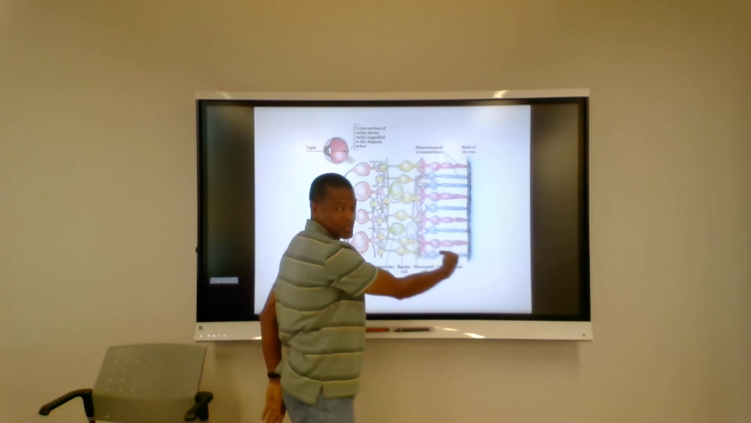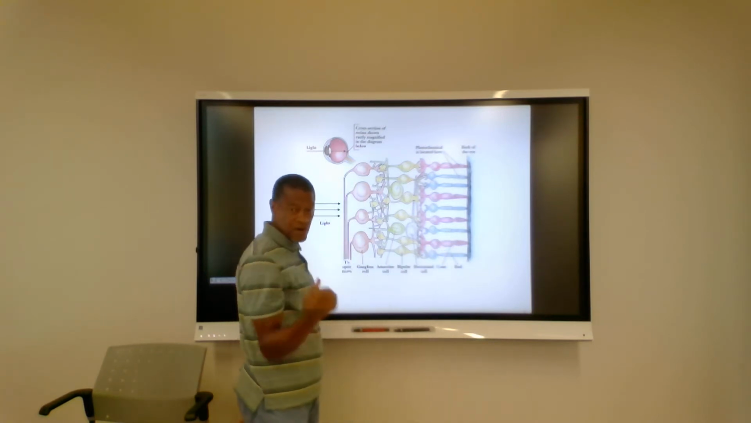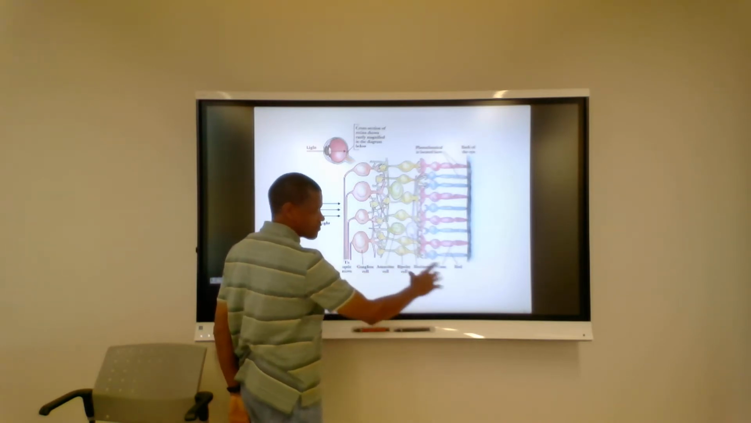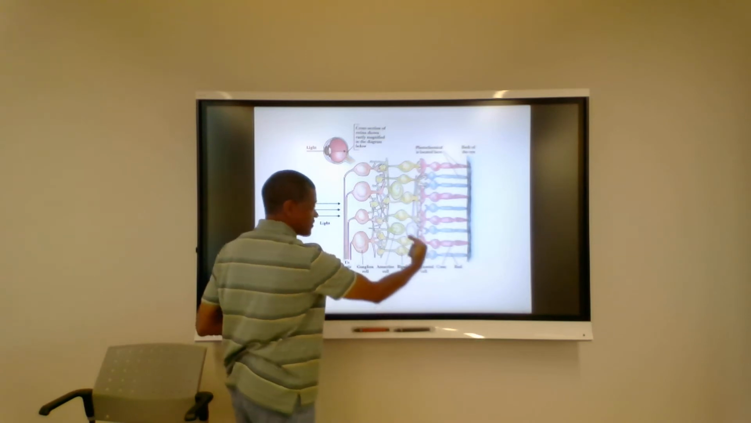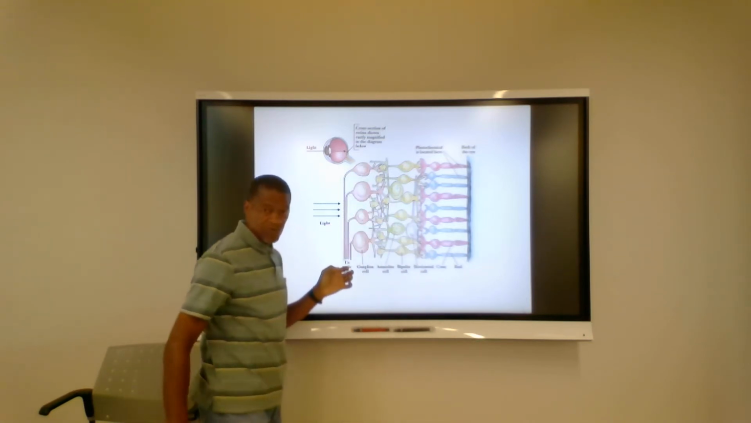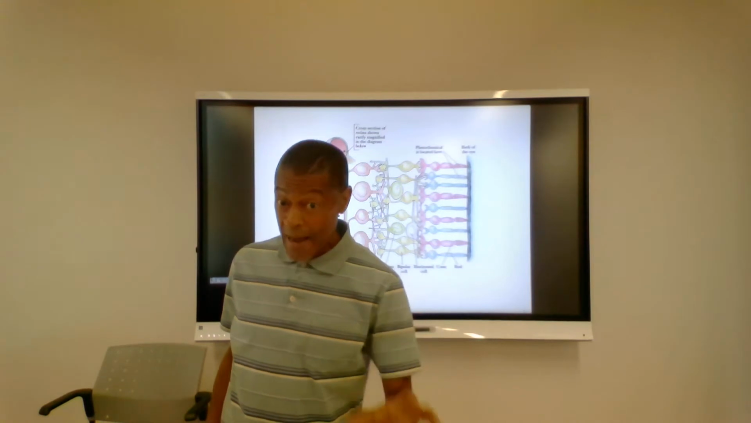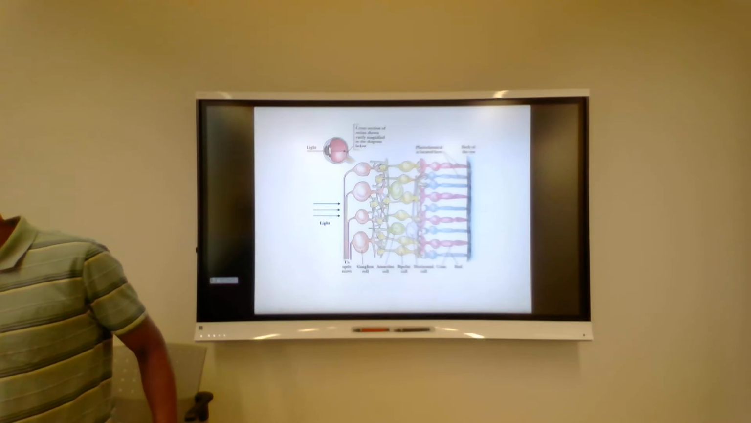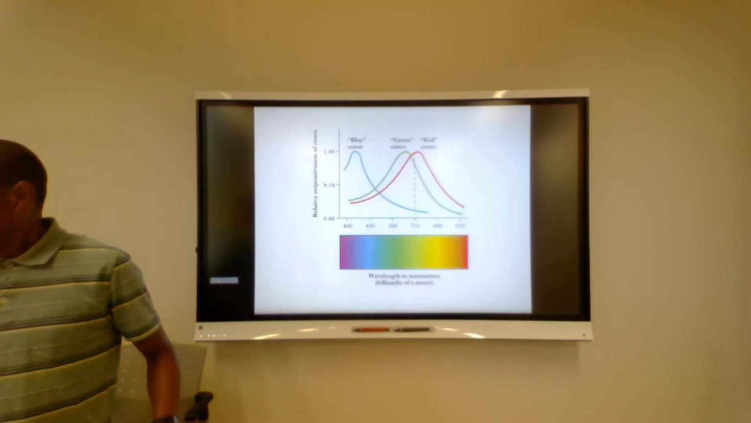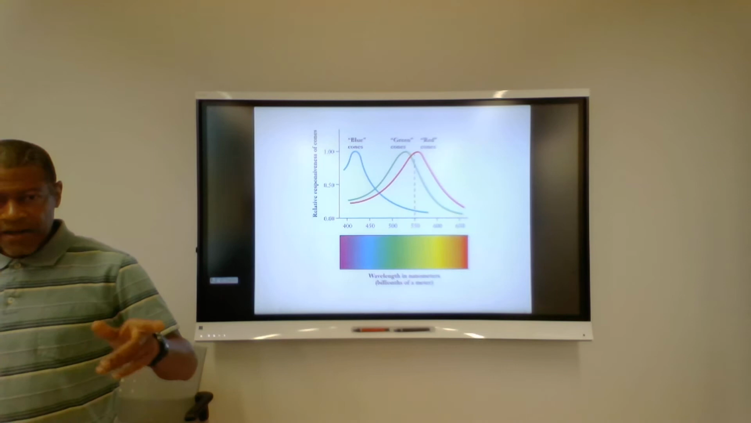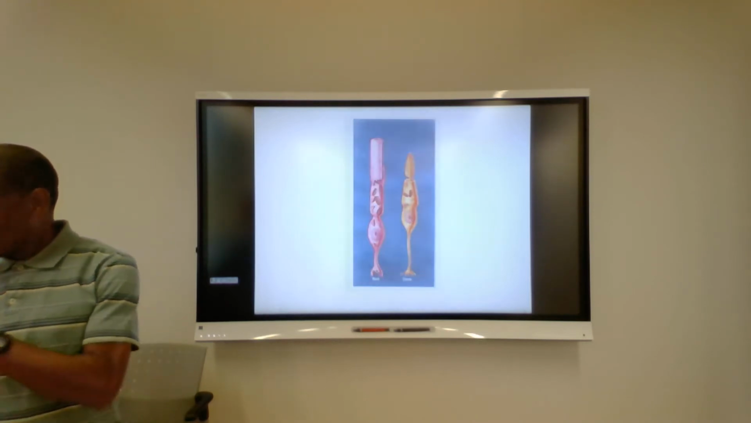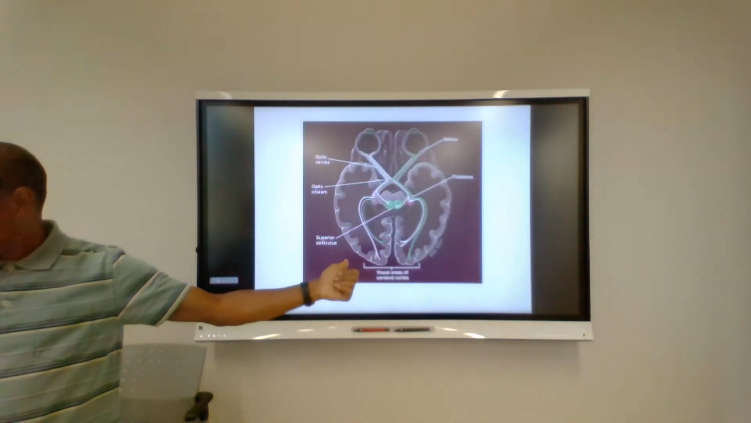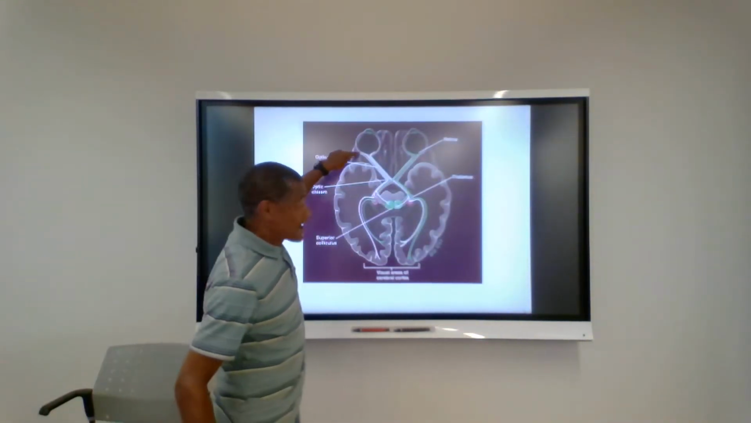These rods and cones then talk to these multiple other cells. We talked about macro cells, ganglion cells, macroganglion, horizontal cells, bipolar. All these are processing vision. Then it goes this way to the optic nerve. Now, that's the back of the eye. So the back of the eye has these receptors, rods and cones, and they're detecting those different wavelengths of light. So the back of the eye is doing that.